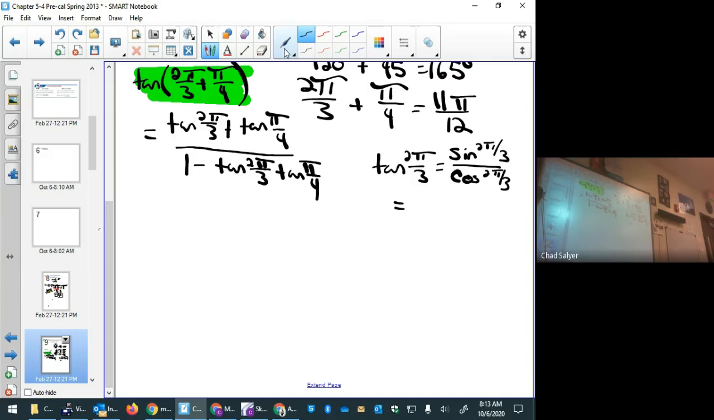So tell me what the sine, the y coordinate associated with that point is. Very good. Square root of 3 over 2. So that's our numerator. Then our denominator is the cosine of 2 pi over 3. So Mackenzie, tell me what the cosine of 2 pi over 3 is.